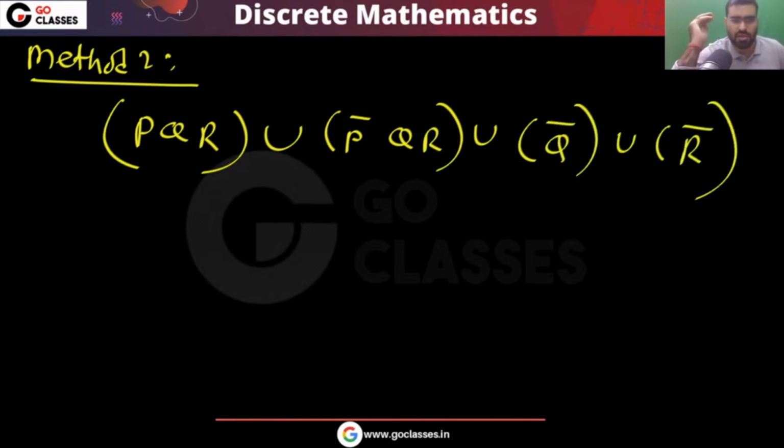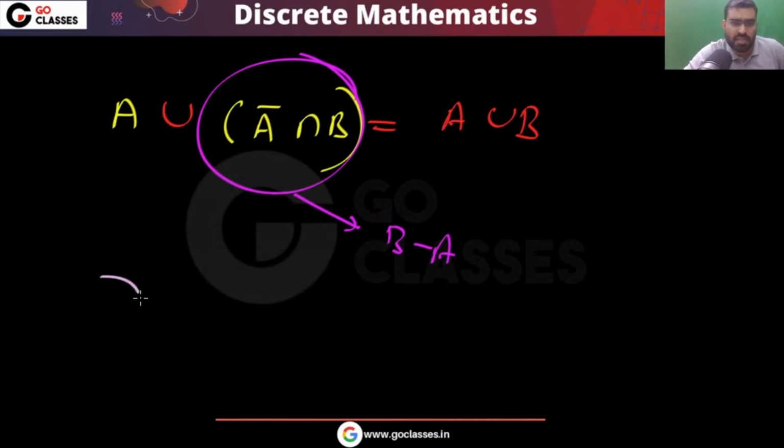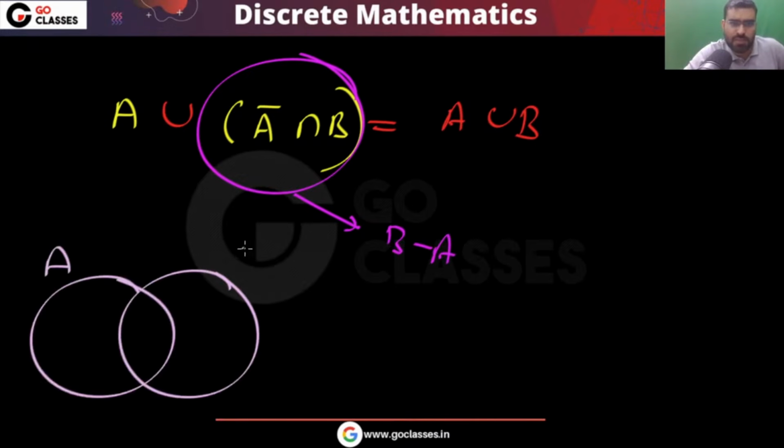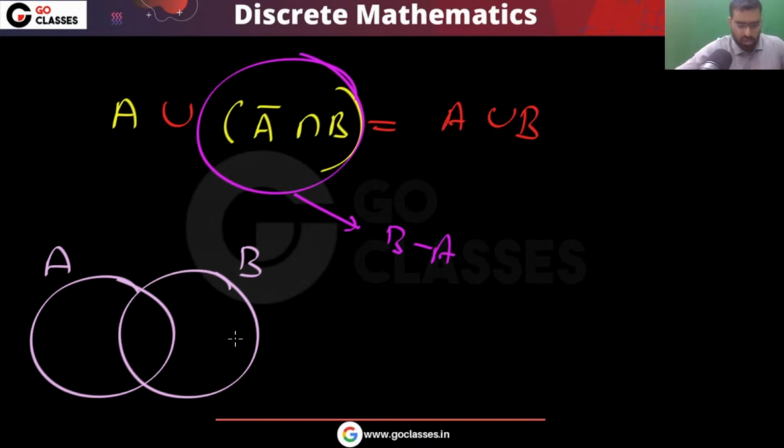Let's solve this question by another method. Here you can use a property that we have already seen. Do you remember this property that I told you? Because this is same as B minus A. So you can easily say that if this is A, if this is B, then this is A union B minus A, that is A union B. So this property you can apply.